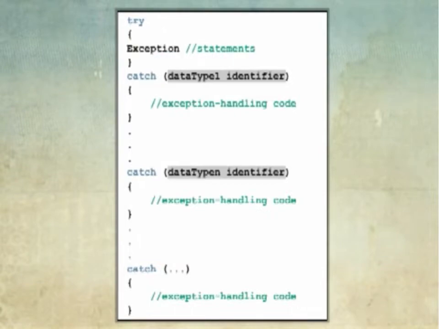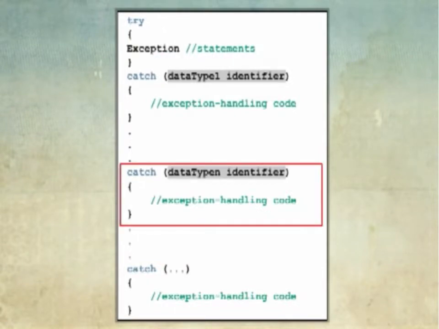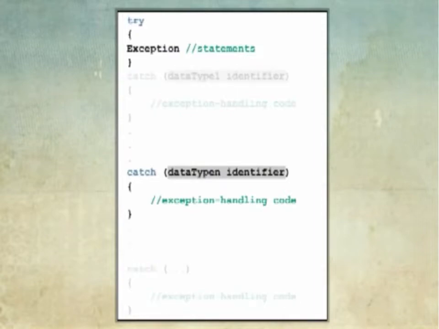Suppose that an exception occurs in a try block and is caught by a catch block. The remaining catch blocks associated with that try block are then ignored. Therefore, you should be careful about the order in which you list catch blocks following a try block.